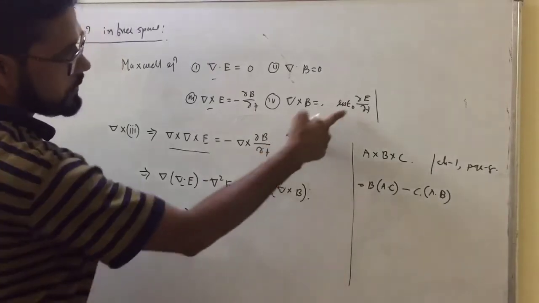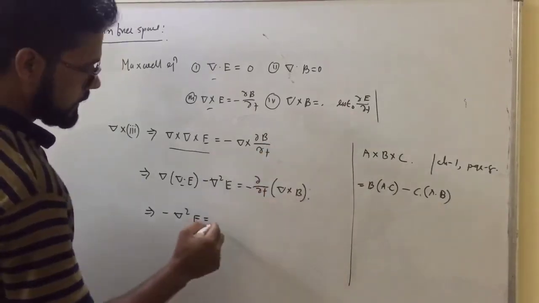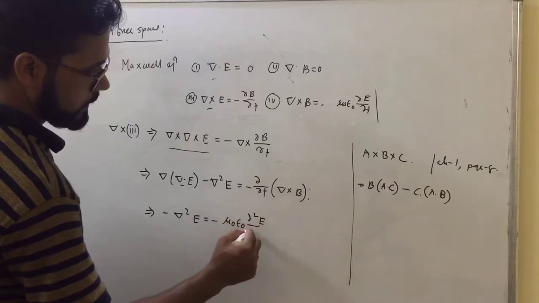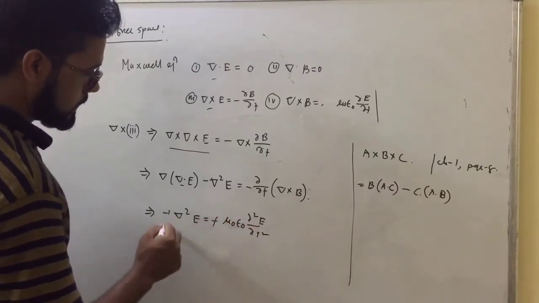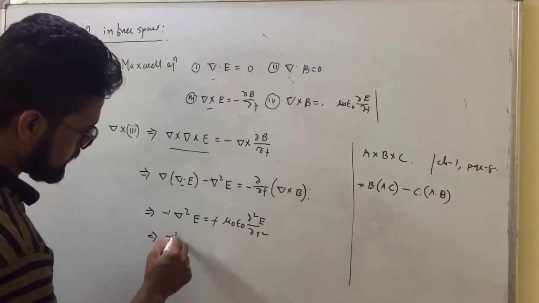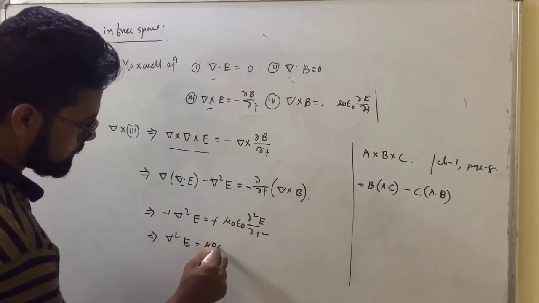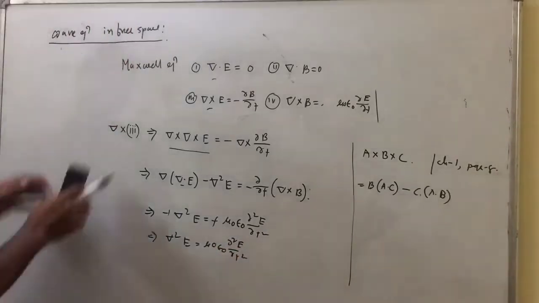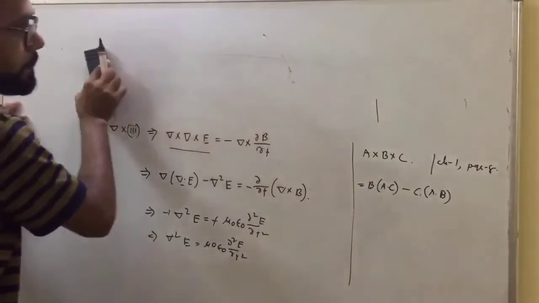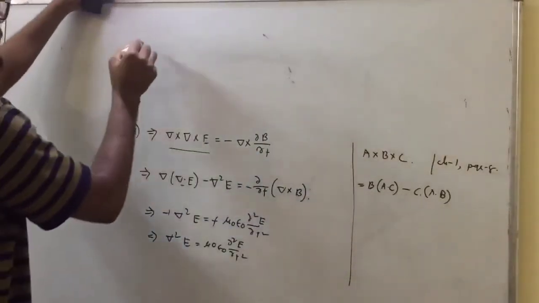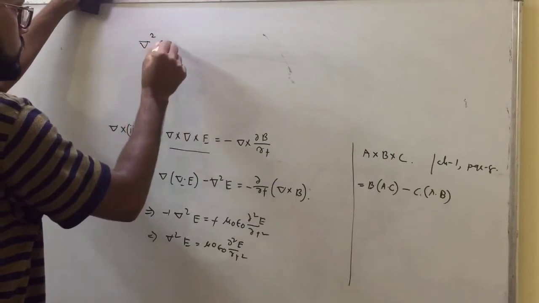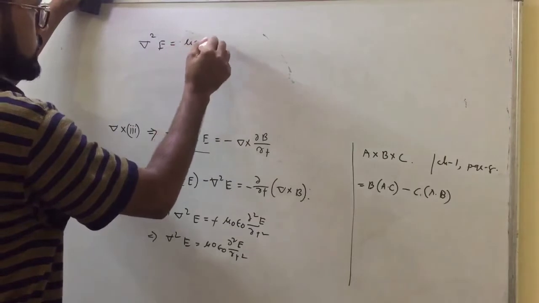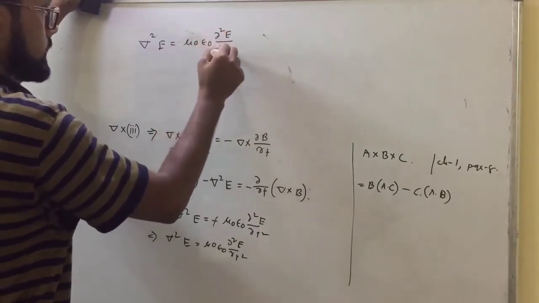If you put this value here, then you will get minus mu naught epsilon naught del square E by del t square. So minus, minus cancel. So you will find del square E equal to mu naught epsilon naught del square E by del t square. Finally, what I am getting is the first equation, that is del square E equal to mu naught epsilon naught del square E by del t square.